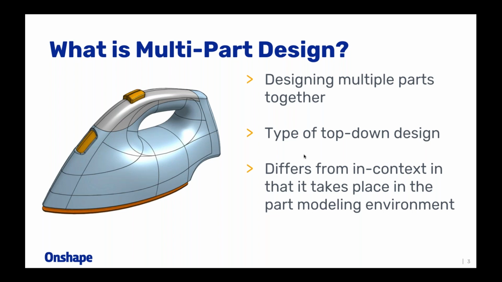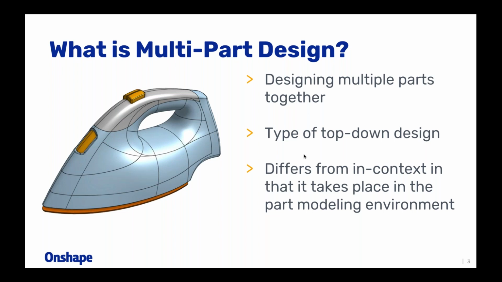If we were to ask users what they think of when they think of multi-part design, it's different than in context in the sense that it's done in the part modeling environment in most old CAD systems. So when you think of multi-body modeling, it's in the part environment, not in the assembly. So multi-part traditionally differs from in context in the sense that it's done in the part studio environment, or in the part environment in old CAD systems. But it is a form of top-down design. You're essentially designing multiple parts in the same space, and you're doing that for the benefit of the relationships that are easily created between them.